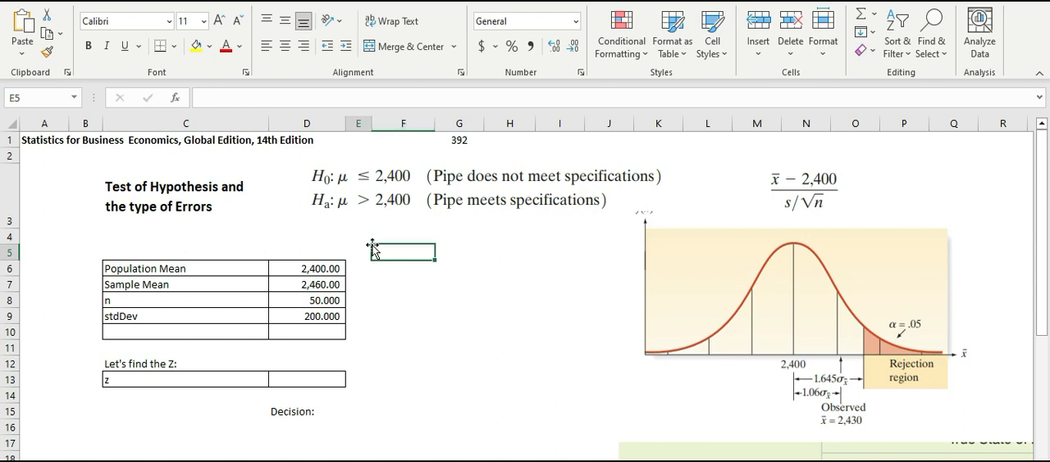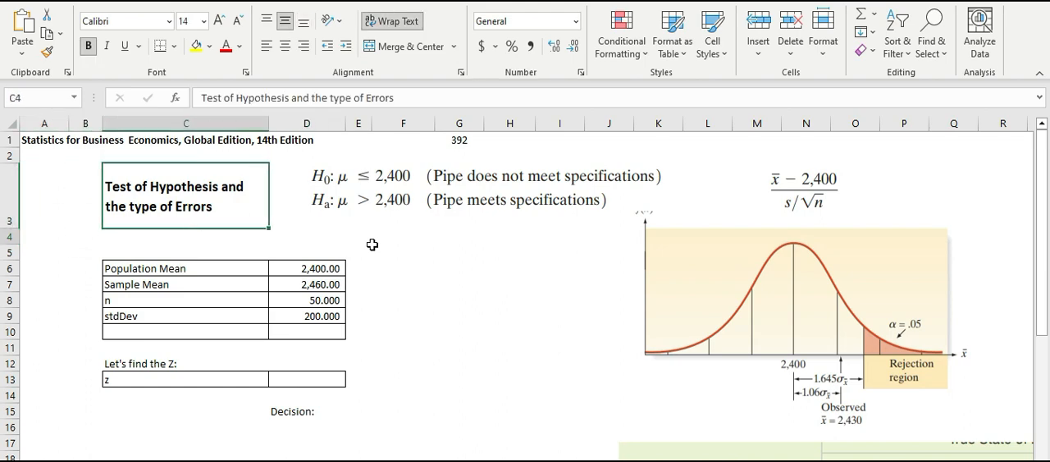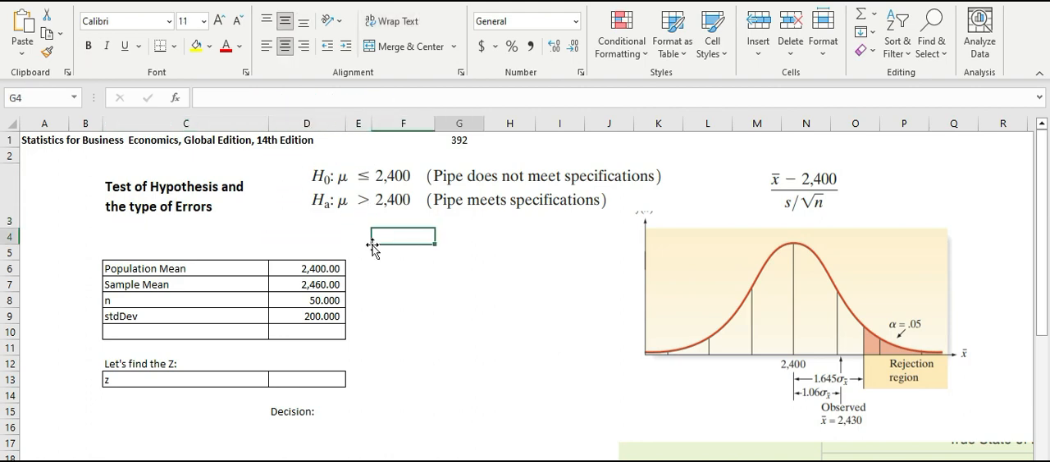So here we go again on simplifying statistics with Microsoft Excel. Our topic for today is the test of hypothesis and the types of errors. This is very common in most research. We'll go straight ahead and compute the z value here, and then we will explain later the underlying formulas on the right side.